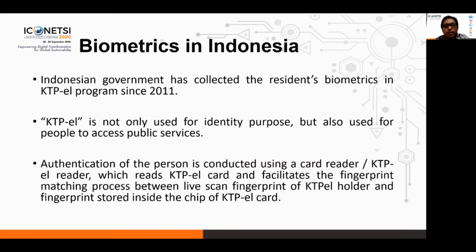Biometrics in Indonesia. The Indonesian government has collected the residents' biometrics in the KTP-el program since 2011. KTP-el is not only used for identity purposes, but also used for people to access public services. Authentication of the person is conducted using a card reader or KTP-el reader, which reads the KTP-el card and facilitates the fingerprint matching process between the live scan fingerprint of the KTP-el holder and the fingerprint stored inside the chip of the KTP-el card.